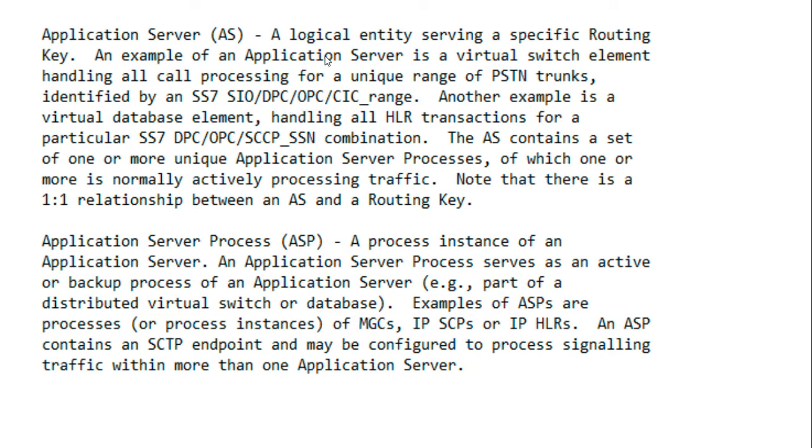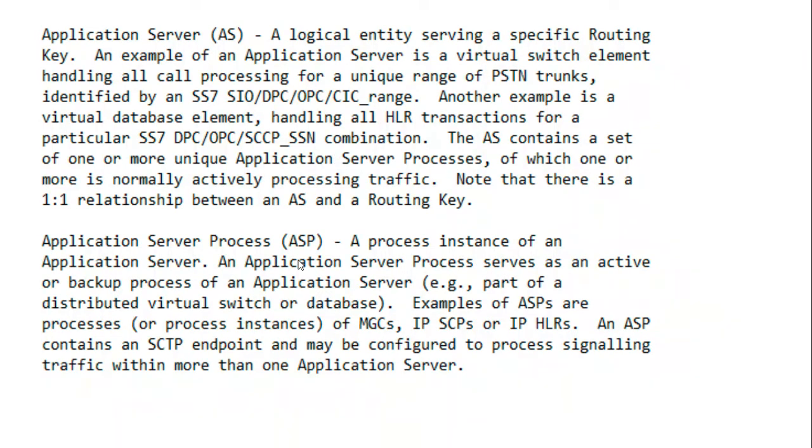So all these are a logical routing key. This is a logical entity, the application server is. This node is a logical entity which handles all this to establish a connection. So at the protocol level, how this OPC DPC are connected, all this protocol level I will show you in an example, how these OPC DPC are set to establish a connection.